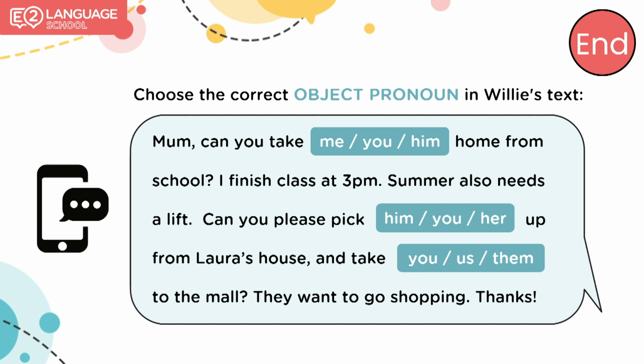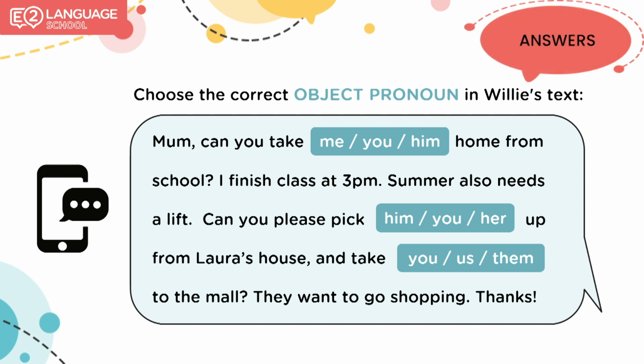Okay, how did you go with that one? Let's take a look at the answers. So the first answer is me. Mum, can you take me home from school? That's because Willie is the speaker, or in this case, the writer of the message. The next answer is her, and that's because this object pronoun is referring to Summer, who is a female person. And the last answer is them. We need to use them because it's referring to a group of people, Laura and Summer.